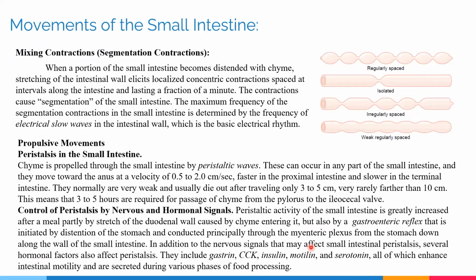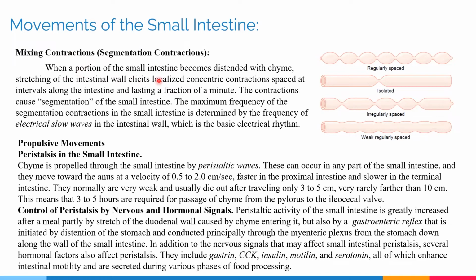Now we'll go into various parts of the gastrointestinal system and see how exactly movement along that particular part occurs. The first one that we'll tackle is the movements of the small intestine. First type of movement that we'll discuss is mixing contractions, which are called segmentation contractions as well.